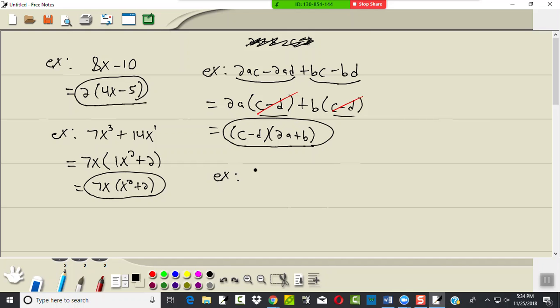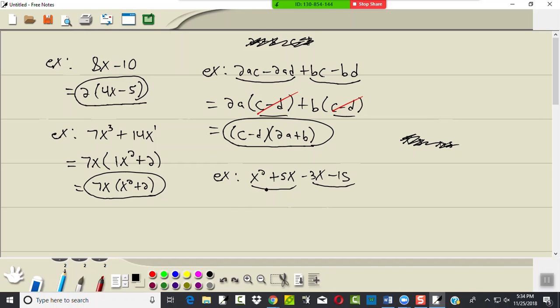Let's take a look at another example. Let's say we got x squared plus 5x minus 3x minus 15. First off, GCF-wise, there isn't any. All 4 terms have nothing in common. 4 or more terms, I think factor by grouping. So group the first 2 terms together and group the last 2 terms together.